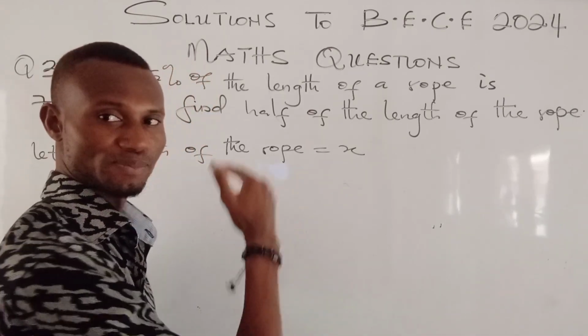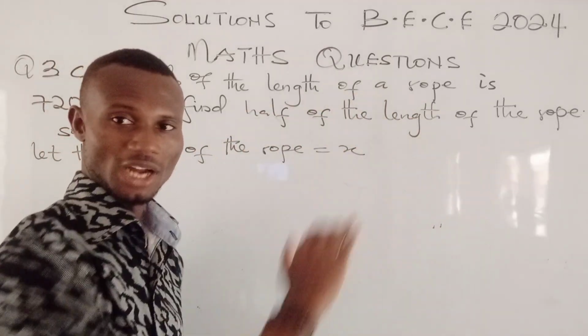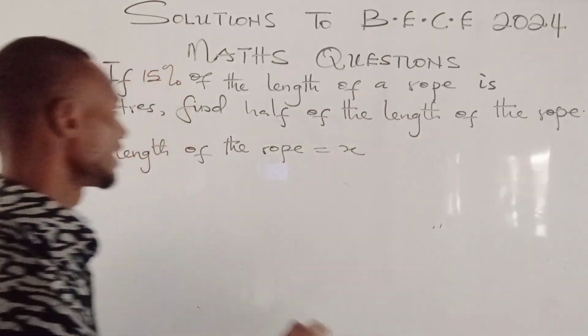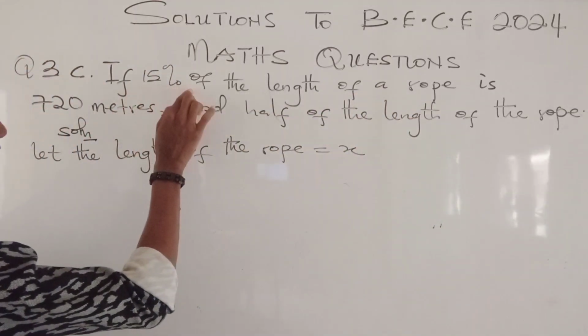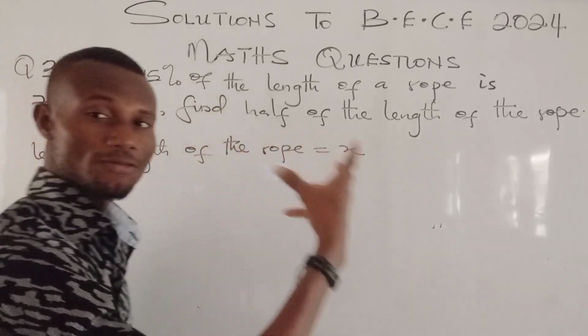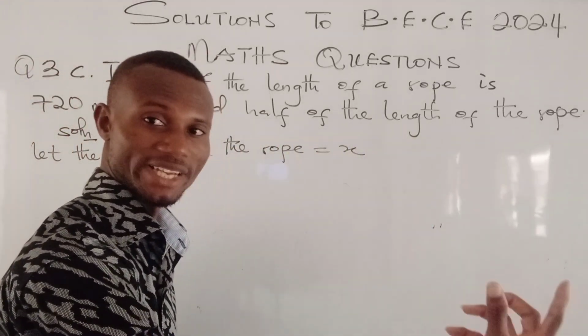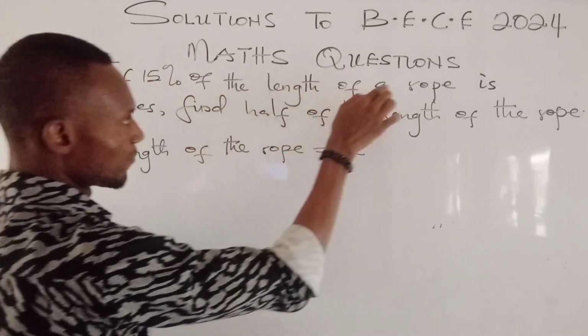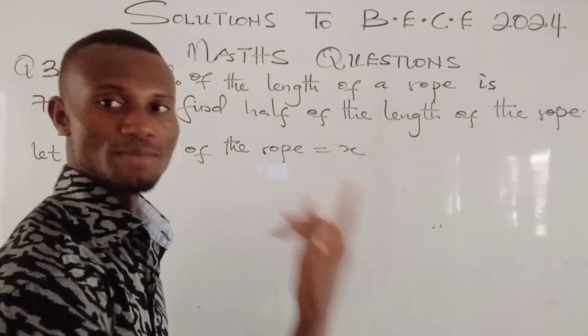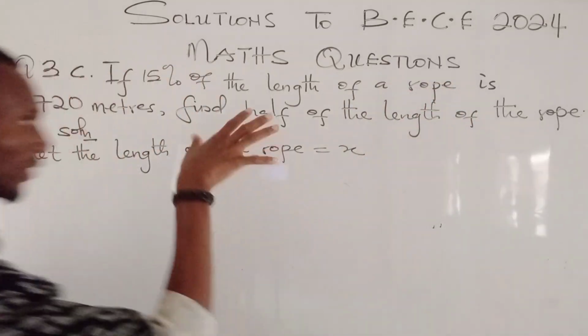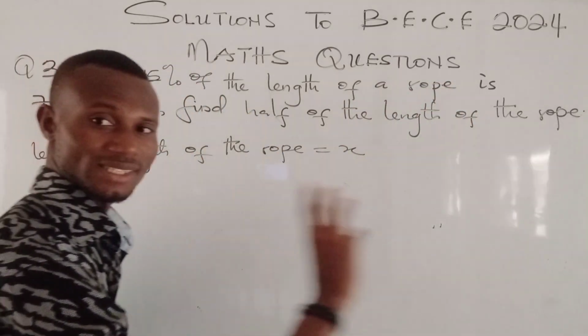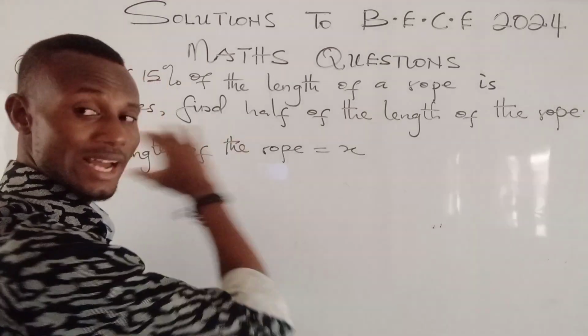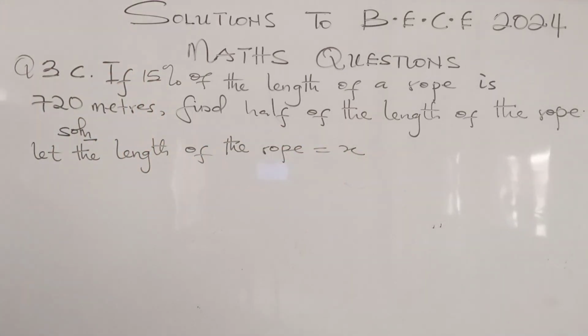I want to explain the terms used so that we can progress. So again, in 15% of the, "of" in mathematics means multiplication. Of the length of a rope is, "is" means equal to. So now we are going to write a mathematical expression for that statement. So let's go ahead and do that.